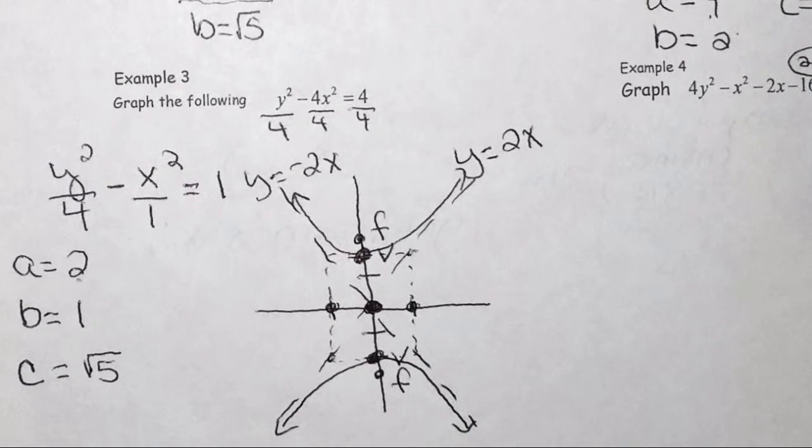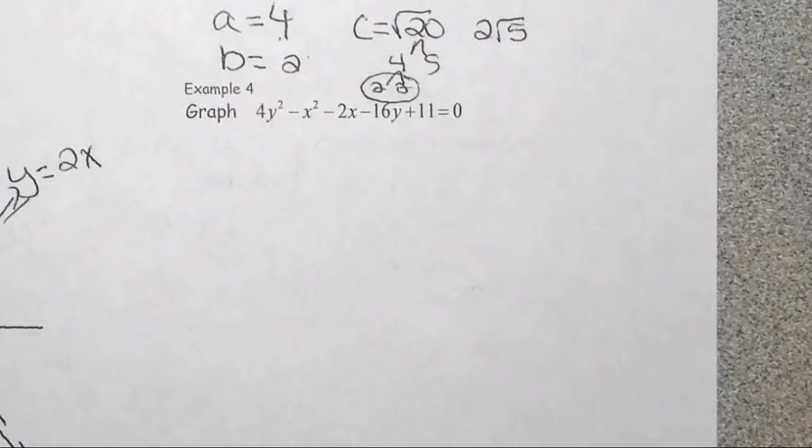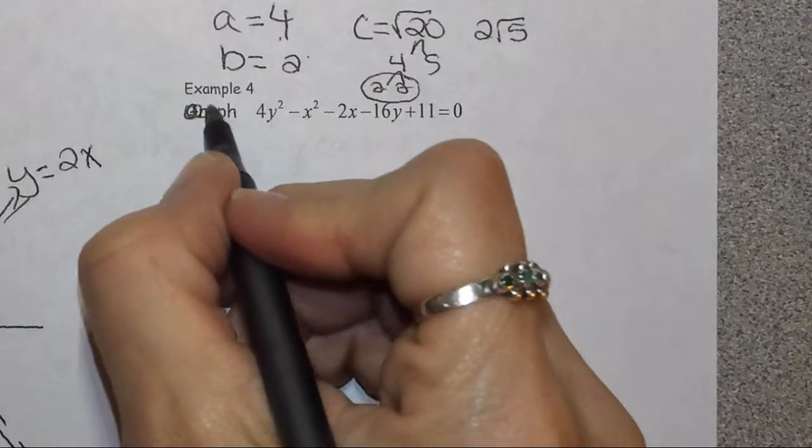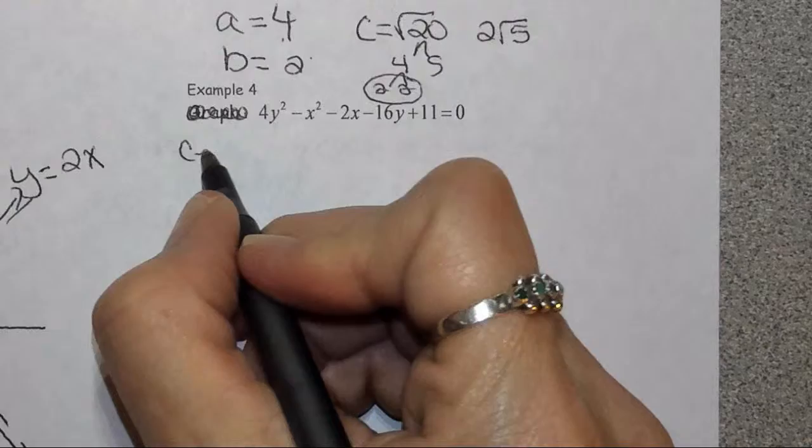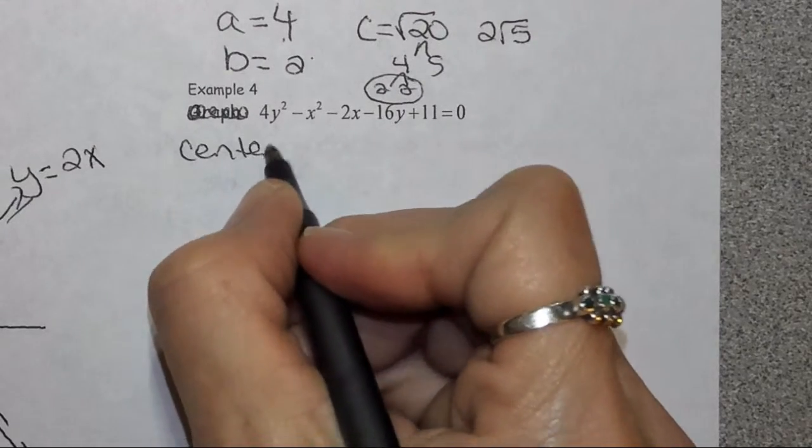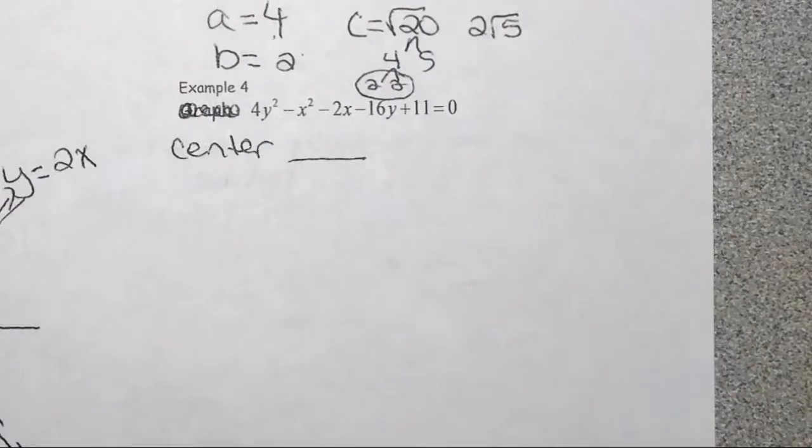I think so. Okay, example 4. On example 4, we're not going to graph it. I only want one thing. I want to know what is the center. Can you give me the center the way it's written right now? No. No. Guess what we get to go do? The box. Complete the square.